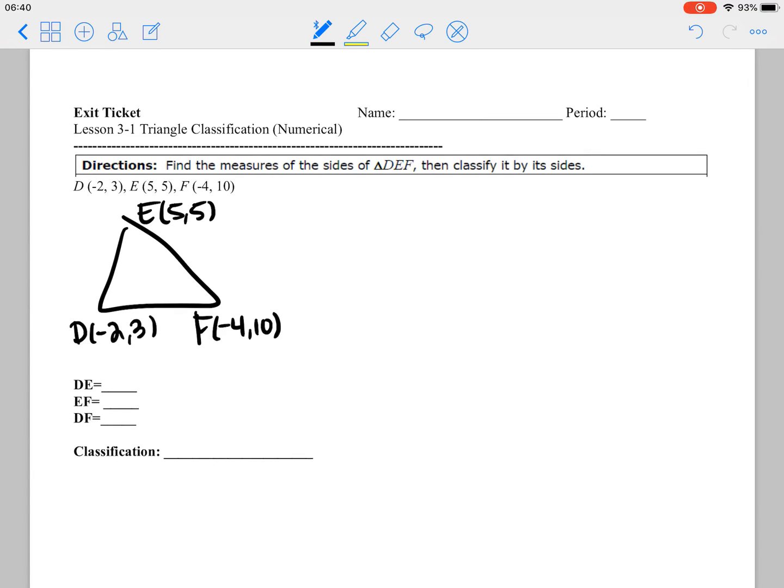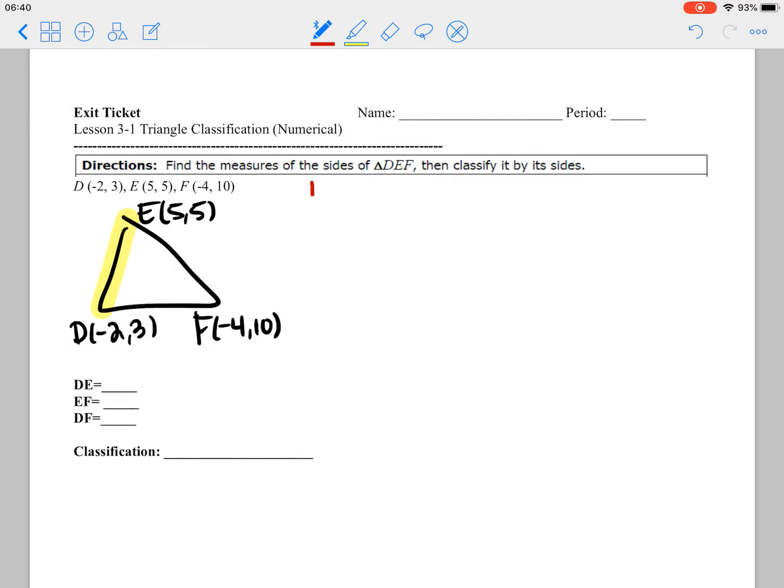Here, in order for you to classify this triangle by its sides, we need to find out if there are any congruent sides, right? The way that you can do that is by using the distance formula to find the length of each one of the sides. So I'm going to get started by finding the length of DE.